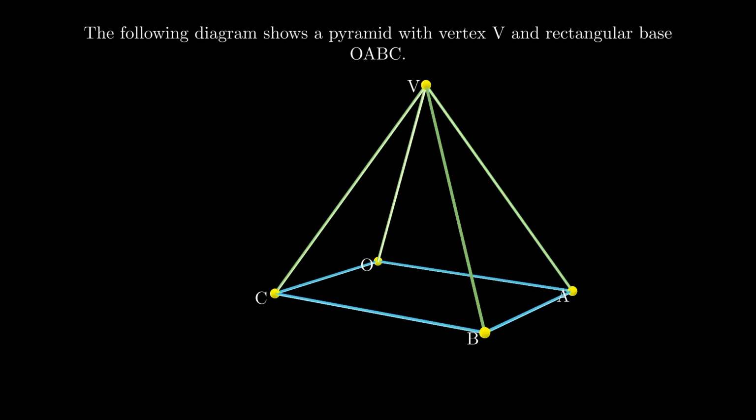Question 1 gives us the diagram of a pyramid with a vertex V and a rectangular base. We're being asked to find the length of one of the sides, which you will be able to see is quite straightforward to do with Pythagoras' theorem, and asking us to find the angle at the vertex. Again, this will be quite straightforward using the cosine rule, so let's see how it's done.